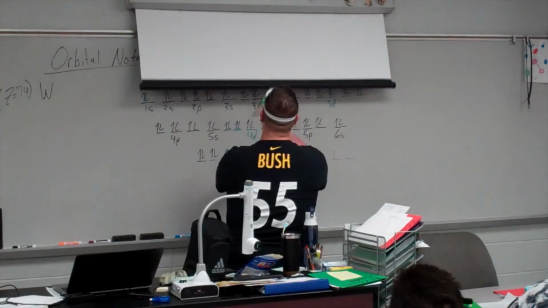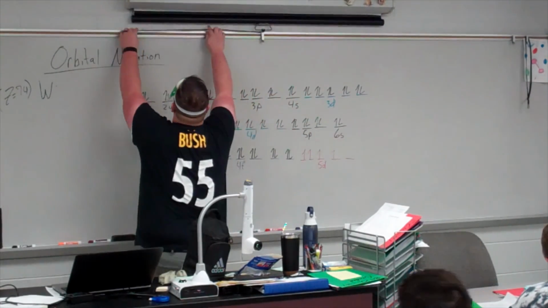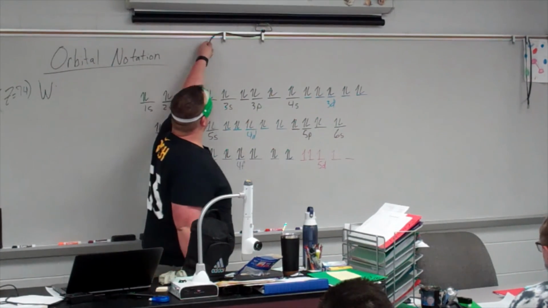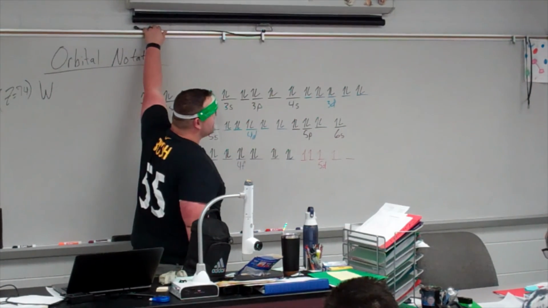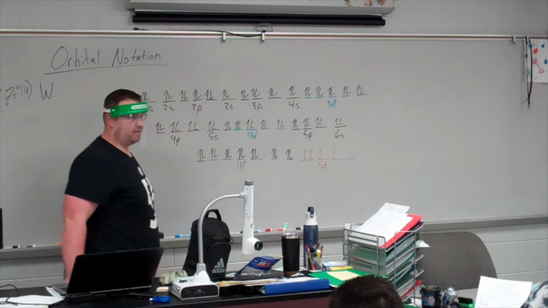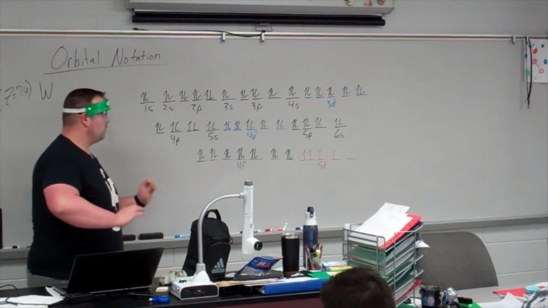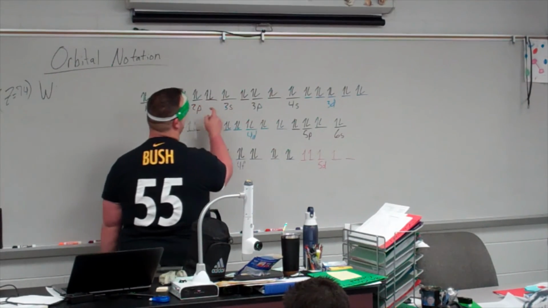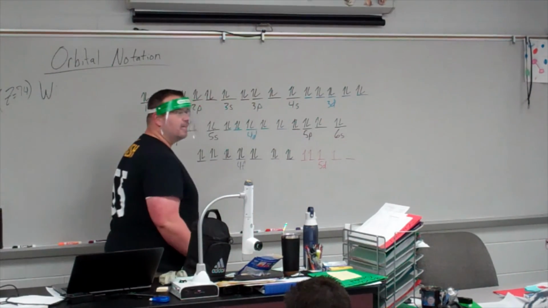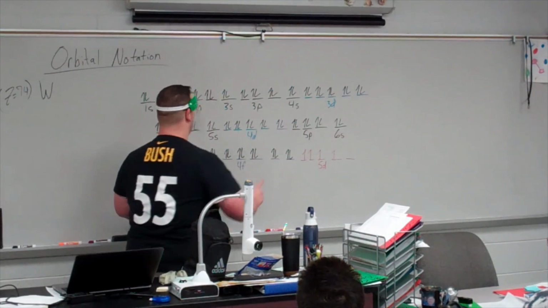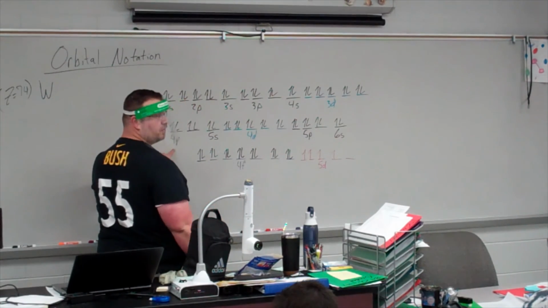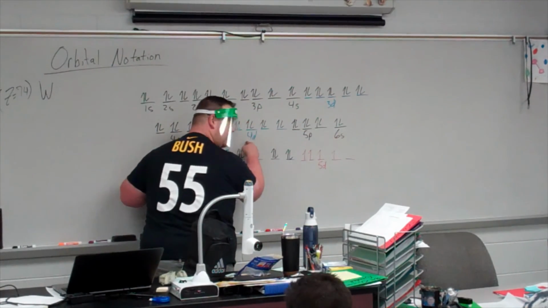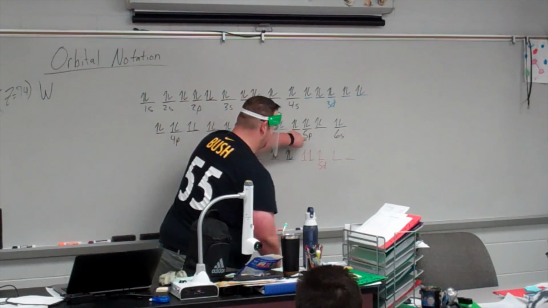Okay. Here is the answer. I want to stress something as you're checking this. You see the different colors? Those are the checkpoints. Those are the things I'm going to look for. Everybody's going to do fine going 1S, 2S, 2P, 3S, 3P, 4S. But then I want to know, do you go 4S, 3D, 4P? It's supposed to be 4S, 3D, 4P. The same thing here: 5S, 4D, 5P.